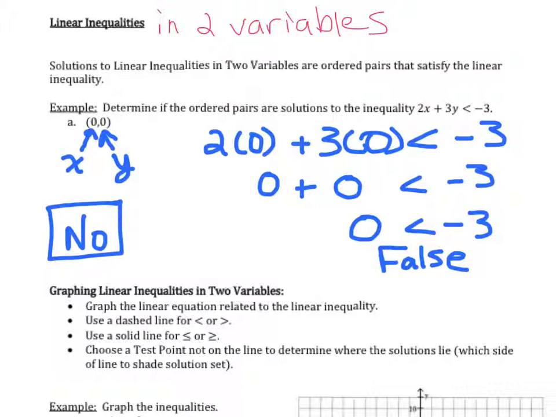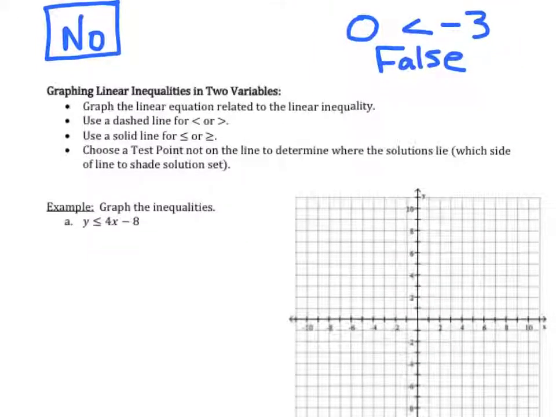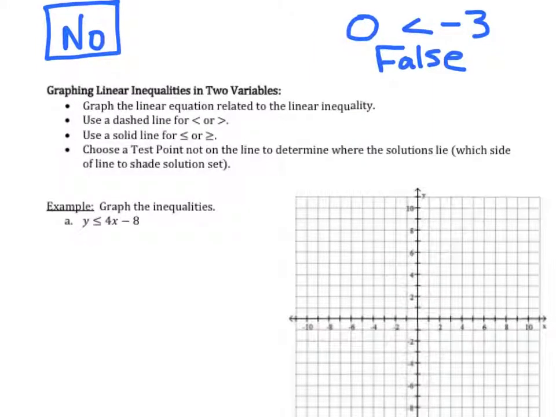All right. What I want to do now is actually get to graphing. Because there are infinitely many solutions to linear inequalities in two variables, we have to graph in order to show those infinite number of solutions. And so here are some steps that I can take in order to graph these linear inequalities in two variables. The first thing I want to do is graph the linear equation that's related to the inequality.